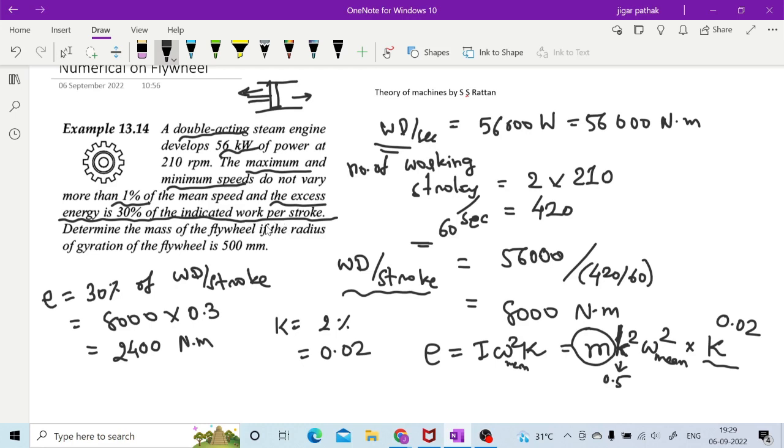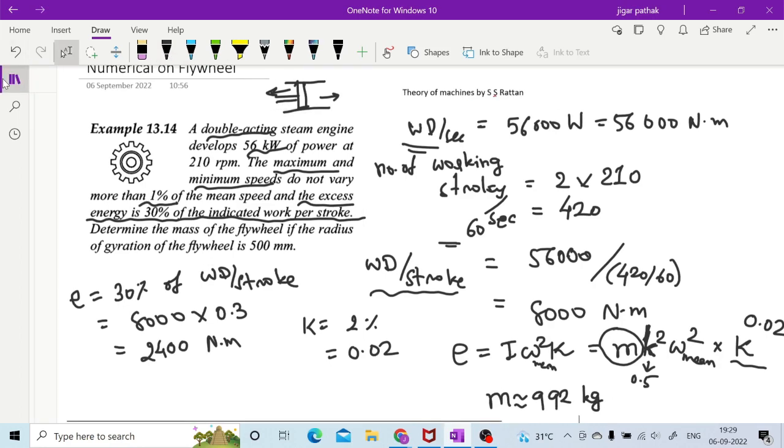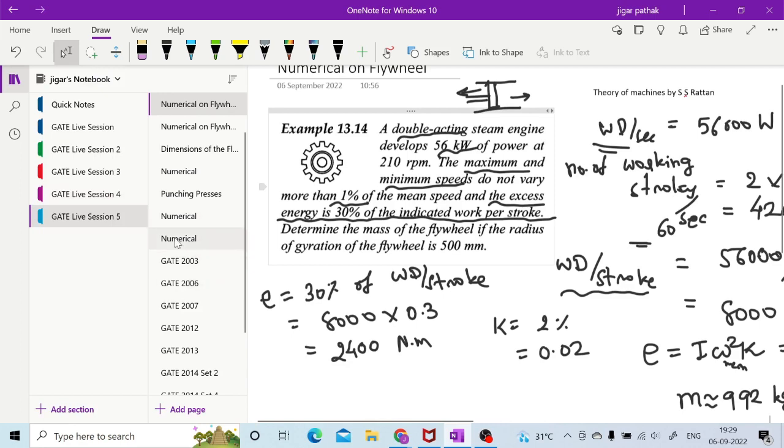Okay sir, so this means that the excess energy is not per stroke? No, actually it is not like that. So the mass is 992.53. Correct. So your mass will be almost around 992 kg. Correct. So let us go to the next one.